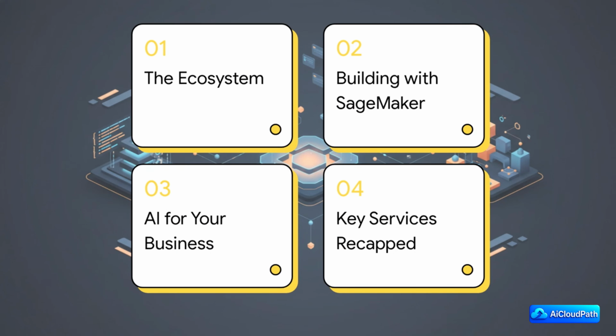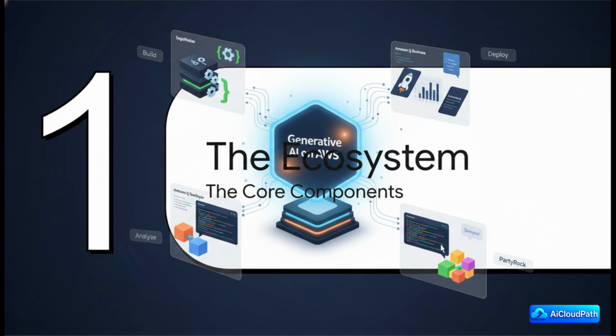All right, here's our game plan. We'll start with the big picture, the ecosystem, and how to get your hands on those powerful foundation models. Then we're diving deep into building with SageMaker. After that, we'll look at how AI can transform your whole business. And finally, we'll do a quick recap of all the key services we've covered. Let's get started. Okay, section 1, the ecosystem.